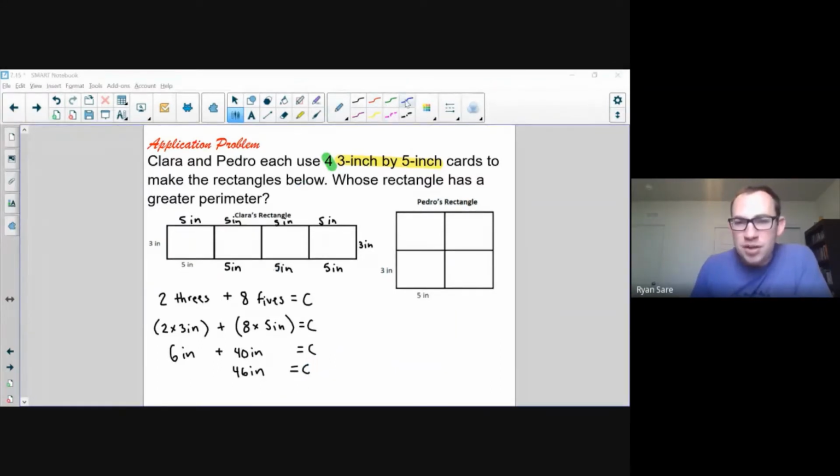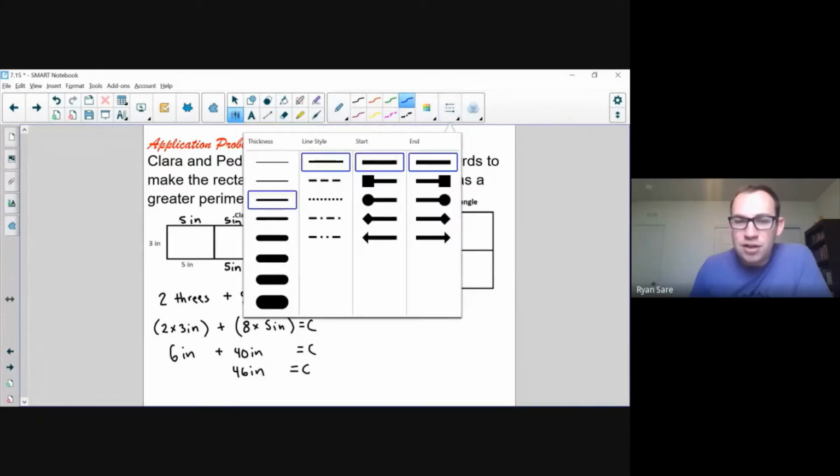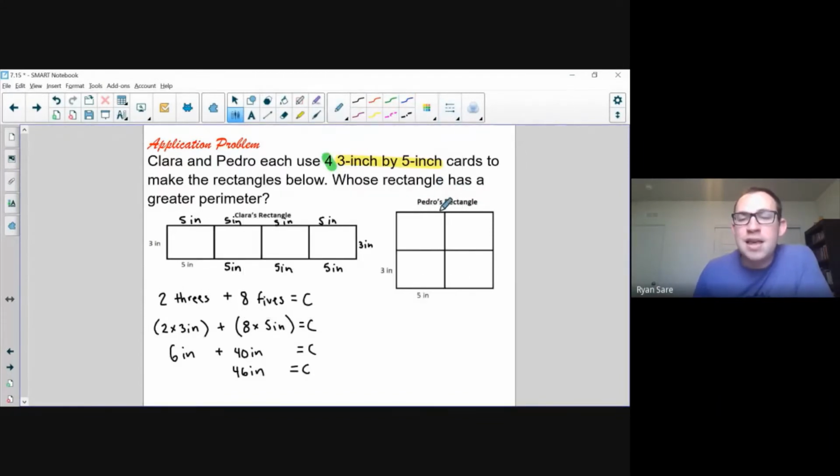Okay, I'm going to switch colors. Got to readjust this line size. Now let's look at Pedro's rectangle and see what we get. So these shorter sides are 3 inches. That did not change colors.